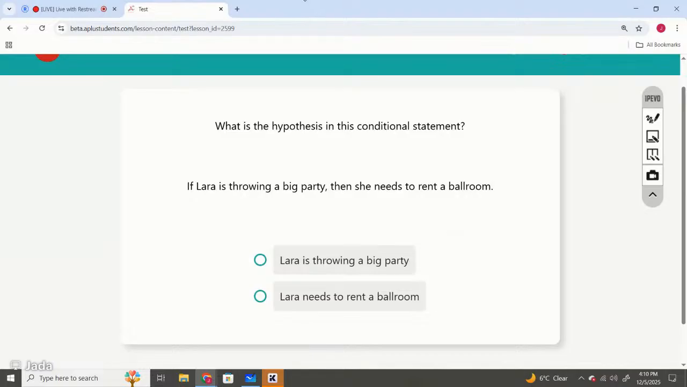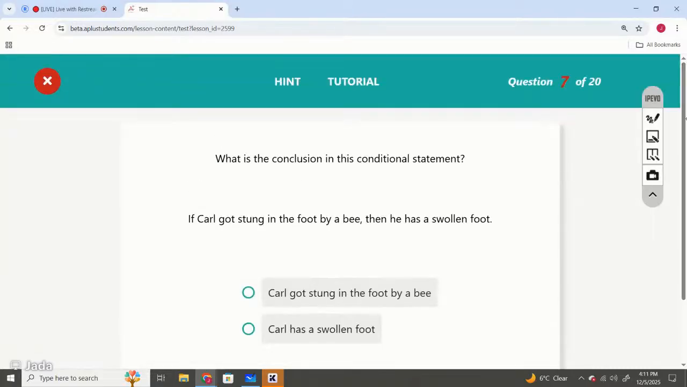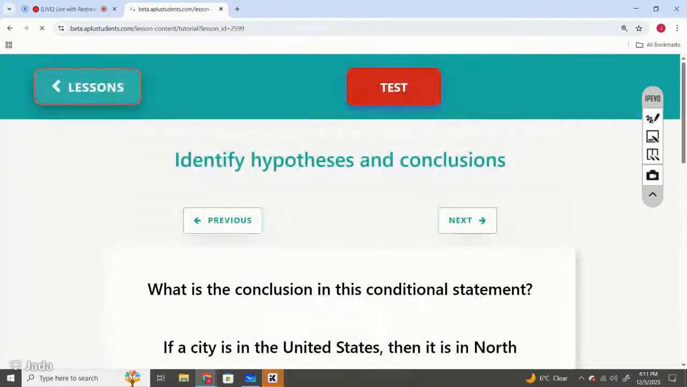What is the hypothesis in the conditional statement? Lara is throwing a big party. Option number one is the correct option. Okay, you can complete the lesson by yourself later today. Let me just move on to the next lesson.